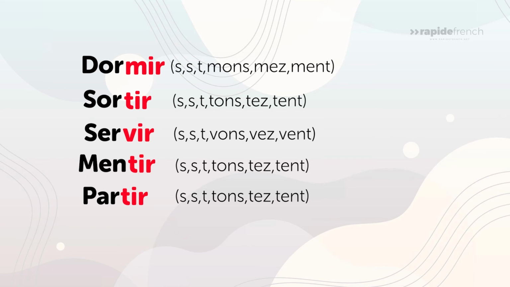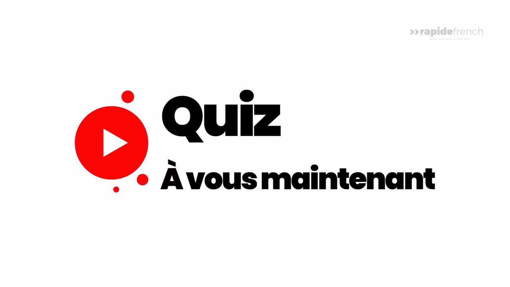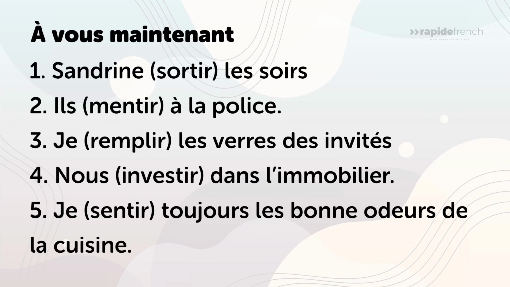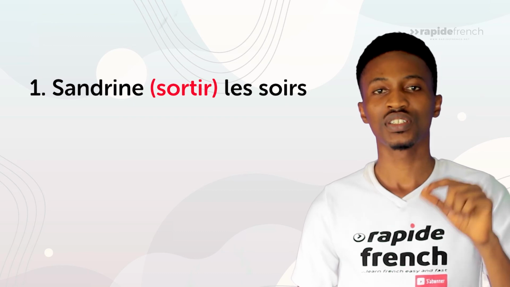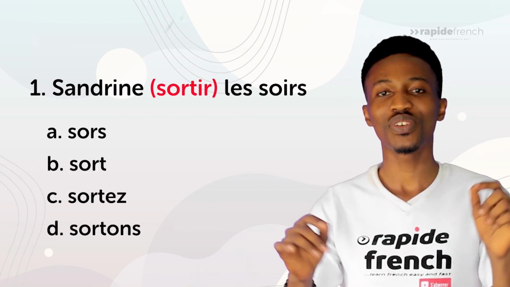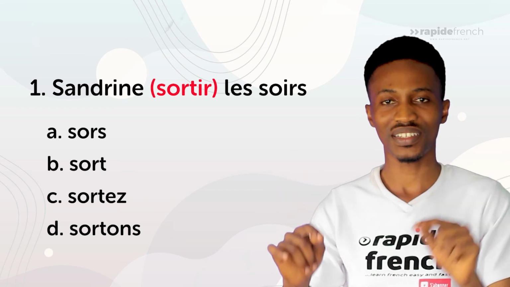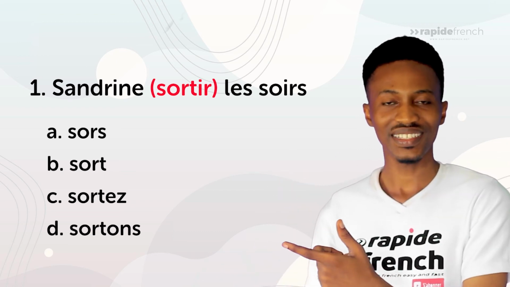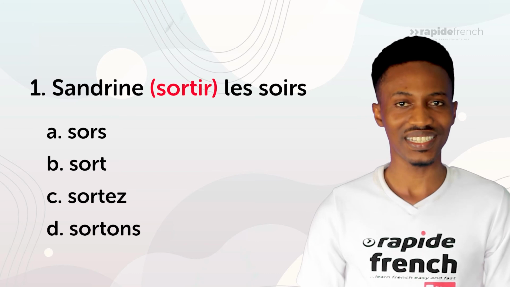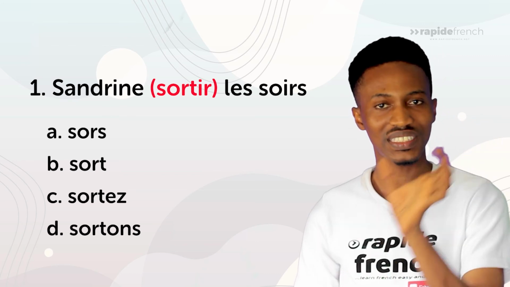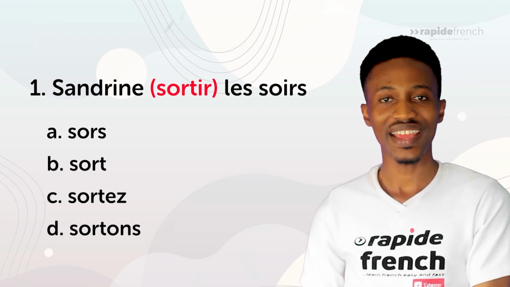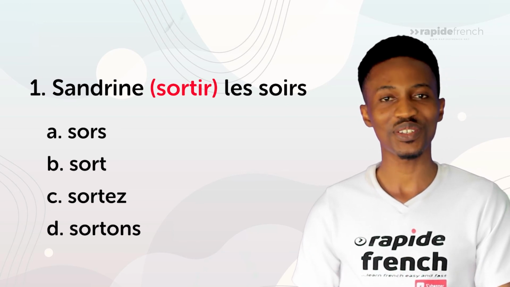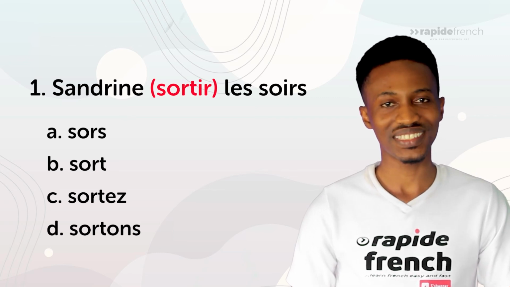Now it's quiz time. Can you answer these questions and drop your answers in the comment section? I'll be sure to check them out. But before then, let's do number 1 together, shall we? The sentence is: Sandrine, blank, les soirs. You are asked to fill in the space with the correct form of the conjugated verb. So is it A, B, C, or D? Sortir: is it S-O-R-S, S-O-R-T, S-O-R-T-Z, or S-O-R-T-O-N?